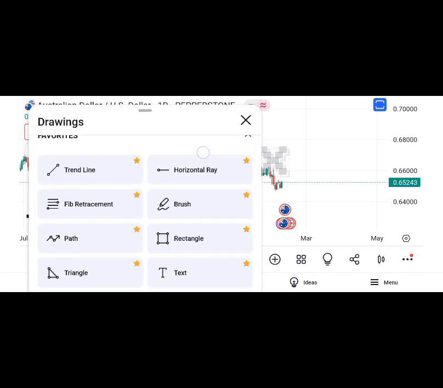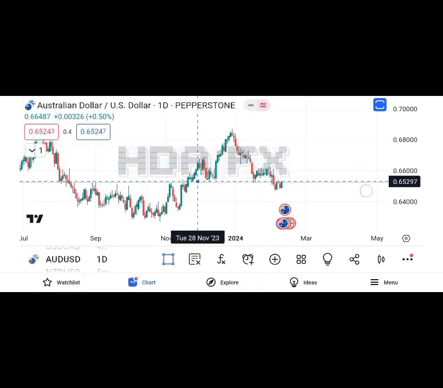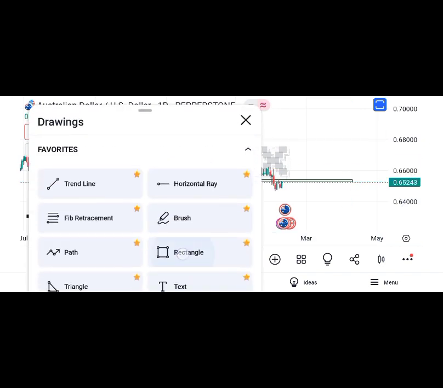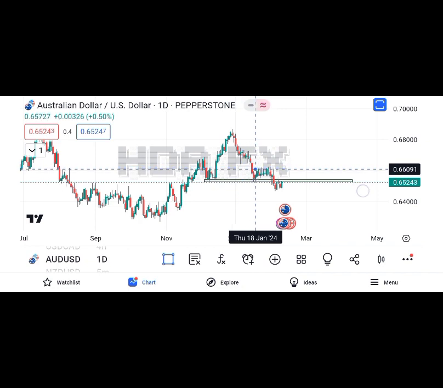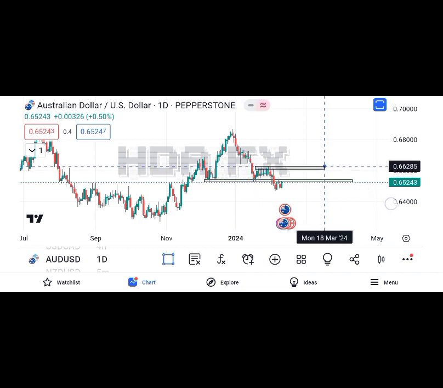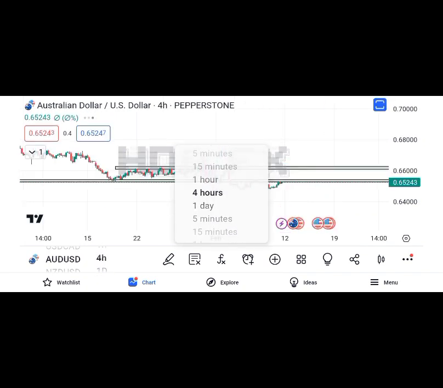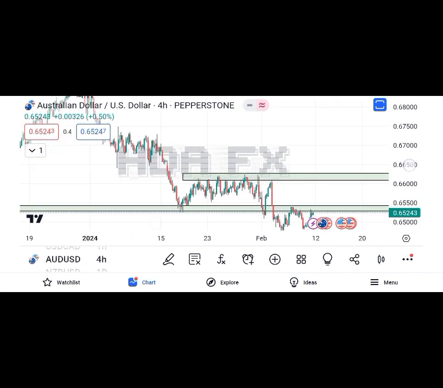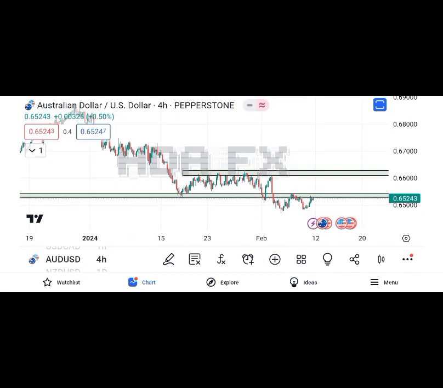Identifying our key levels, we have one key level here. We also have one key level here, then another key level here also. Now moving down to the 4-hour time frame, on the 4-hour time frame, we also have a trend line here.